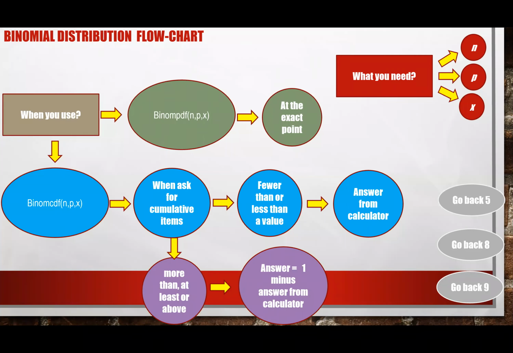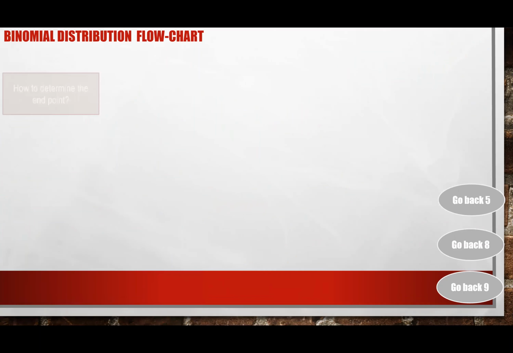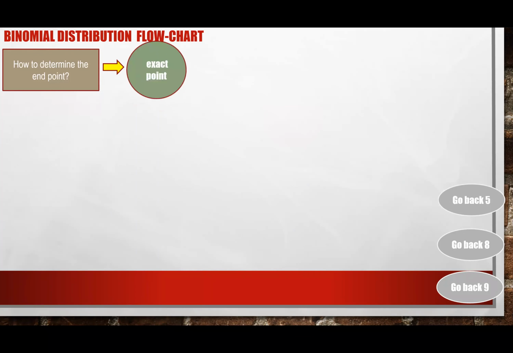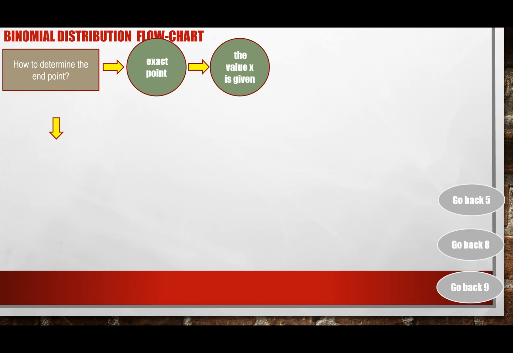Now, the second challenge, after you identify that you need a binomial PDF. Well, binomial PDF is easy. For binomial CDF, the next challenge is this: what endpoint am I using? How do you determine the endpoint? For binomial PDF, an exact point is easy. Whatever value they give you, that's your X value. If you see, what is the probability of exactly 7? Well, 7 is your X. What is the probability of exactly 9? 9 is your X. So whenever they say exactly, that's easy. Whatever that value is, that's your X value.